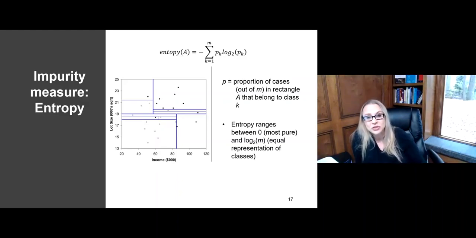And the entropy measure is going to range between 0, which in this case will be the most pure, which means that everything belongs to the same class, and the log squared of n, which again would equate to equal representation of the classes. So if you have half that are in one class and half that are from the other, but they belong to the same split, that would not be a very good split to use.